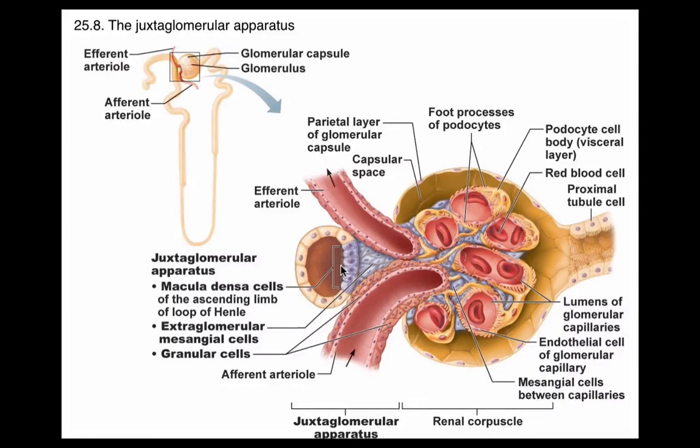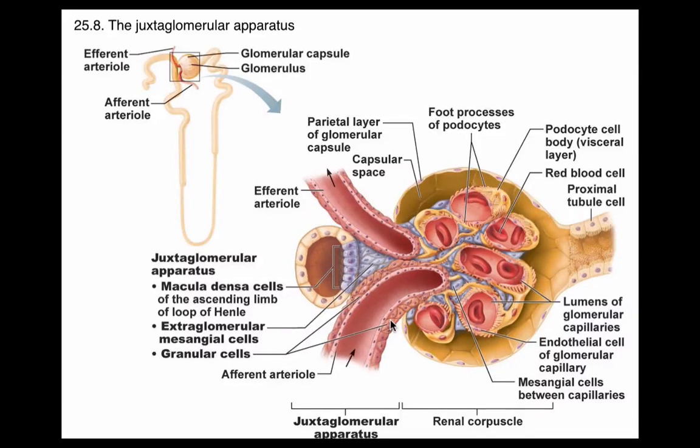So these are chemoreceptors now that are sniffing for sodium ions. The next are cells that are called granular cells. Now these granular cells, they are enlarged smooth muscle cells of the afferent arteriole, and they act like mechanoreceptors that sense the blood pressure in the afferent arteriole. So particularly, if the blood pressure is too low in that capillary, it releases the hormone called renin.